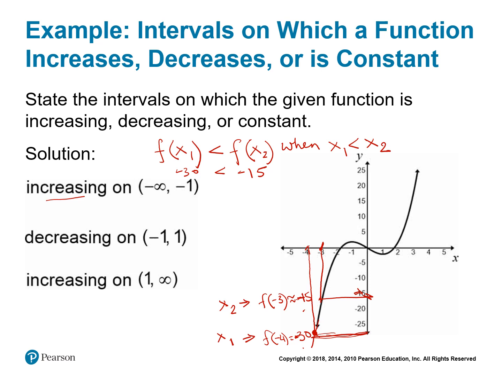So it is definitely increasing between negative 4 and negative 3. And if we keep going like this between negative 3 and negative 2, all the way up to negative 1, we will see that the function is increasing between negative infinity and negative 1. So these are the x values.